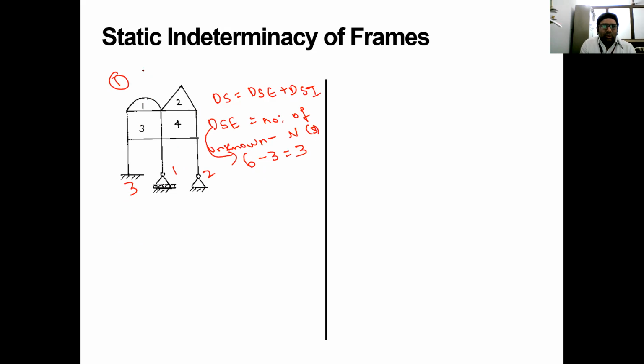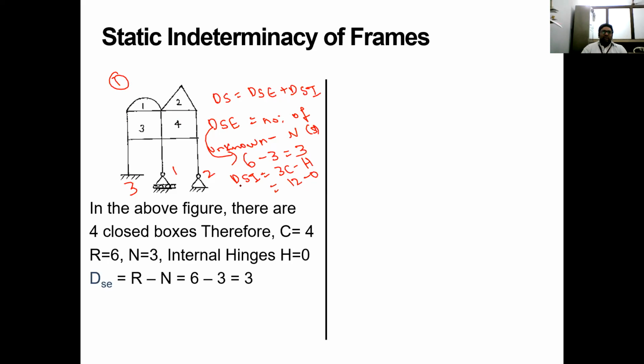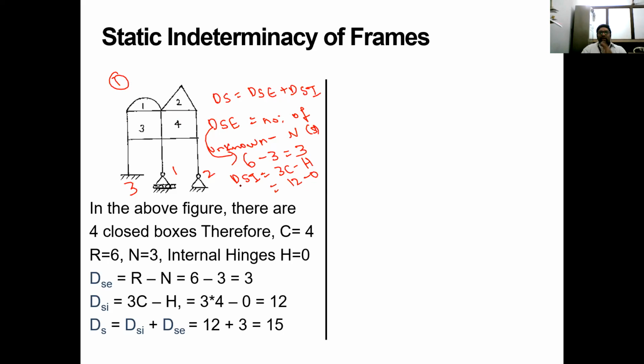What is DSI? DSI is equal to 3C minus H. There is no internal hinge here. How many loops? 4 loops are there. So 12 minus 0. So total it will be 15. So R is equal to 6, N is equal to 3, internal hinge H is equal to 0, DSE is R minus N, and DSI is 3C minus H. 4 closed loops are there. A total degree of indeterminacy is 15.